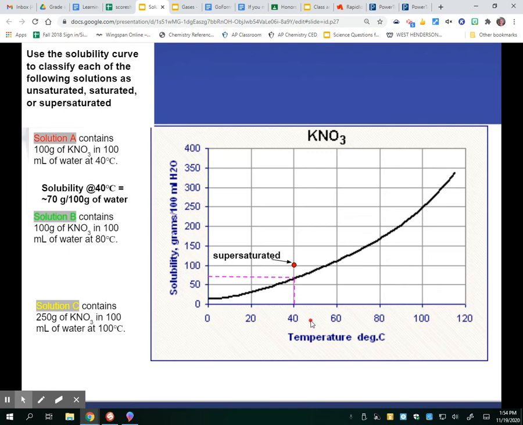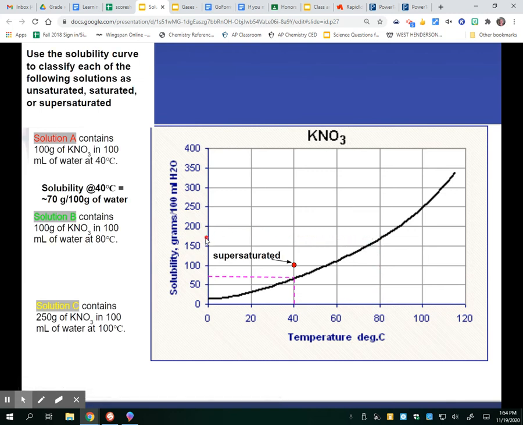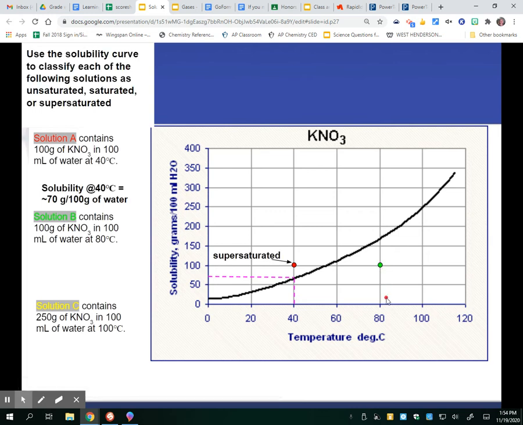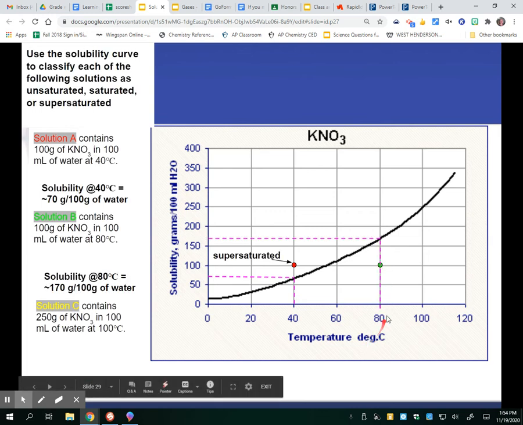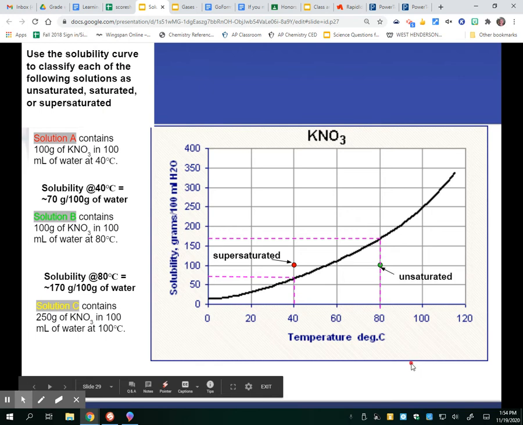Now for solution B, it contains 100 grams of potassium nitrate in 100 milliliters of water, but this time it's at 80 degrees C. So I go to 80 degrees C to see what its maximum amount is, and then over, and that's about 170 grams that can dissolve. That's its maximum amount, but I've put in 100 grams. So that's going to put this point well below the line. Since it is below the maximum amount, I can actually dissolve more at this temperature. And that means this solution is unsaturated.